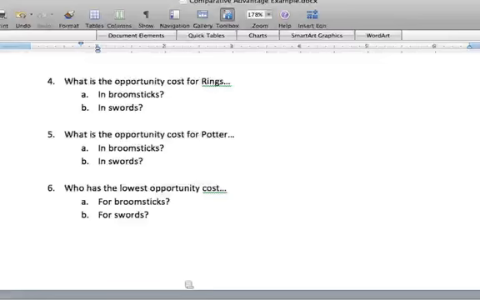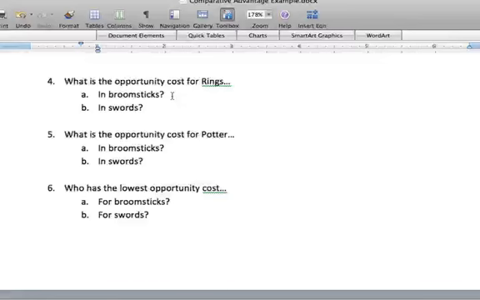Before we can have specialization in trade, and to see who's better off from trading, we need to determine who has the comparative advantage. So first we have to determine what the opportunity costs are for Rings and for Potter in making broomsticks and swords. The opportunity costs can be obtained from the production possibility frontier by looking at the slope, the trade-off between broomsticks and swords. We can also use the table for the average product per worker to tell us the opportunity cost.